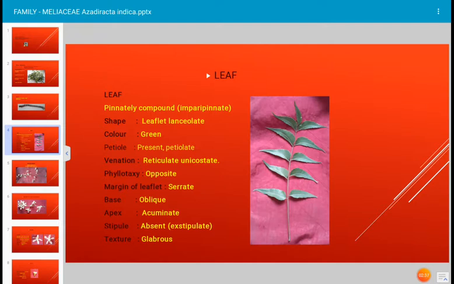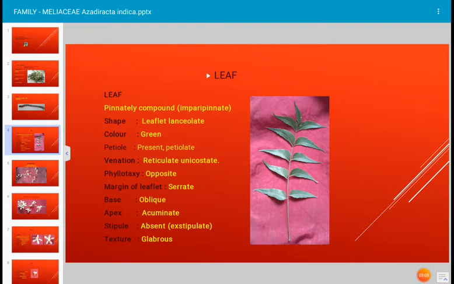Color of leaflet is green and the leaf petiole is present. Hence it is a petiolate leaf. Leaf is petiolate, but see carefully in the photograph. Each leaflet is having a small stalk-like structure. That is known as petiolule. That means the leaf is petiolate as well as petiolulate.